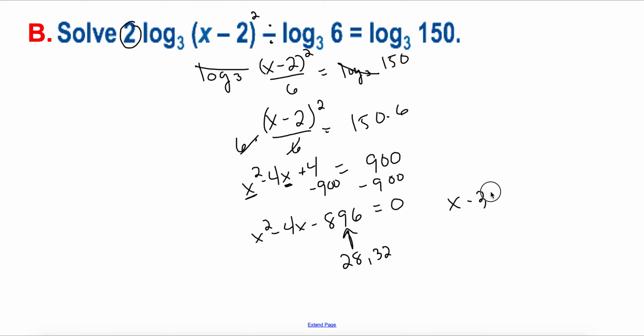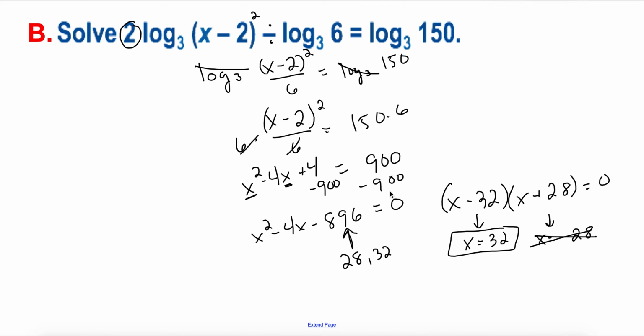So it'll be (x minus 32)(x plus 28), and our two answers are 32 and negative 28. And you can see right here, if we put that negative in there, it's going to make it a bigger negative, so that is out of here. Don't want it. So the answer is 32.